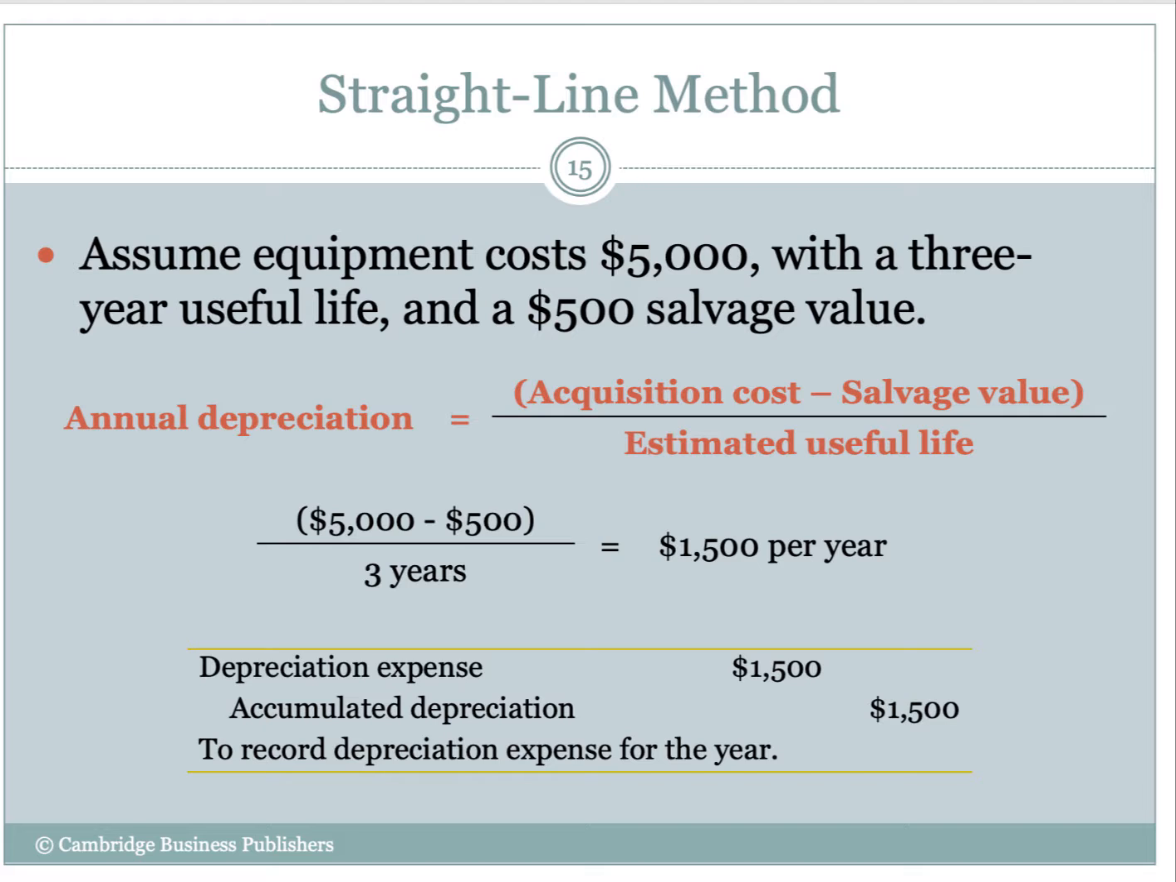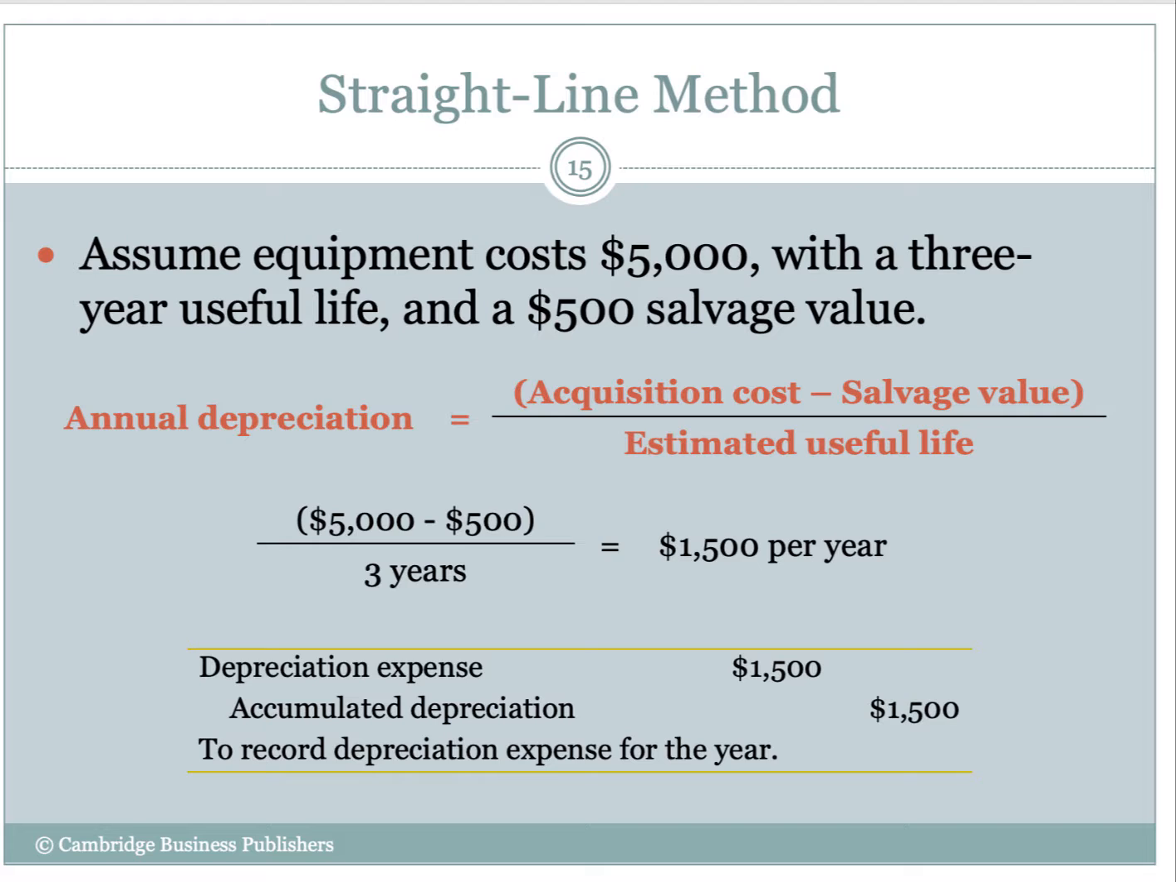What's our annual depreciation? Super easy. We take our $5,000 of acquisition costs, and we subtract out our salvage value. $5,000 minus $500. Then we divide by our estimated useful life, which in this case is 3 years. We get a depreciation expense of $1,500 per year.